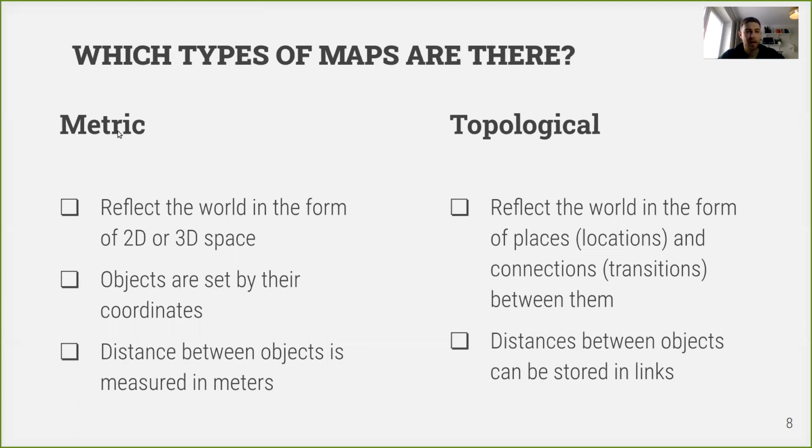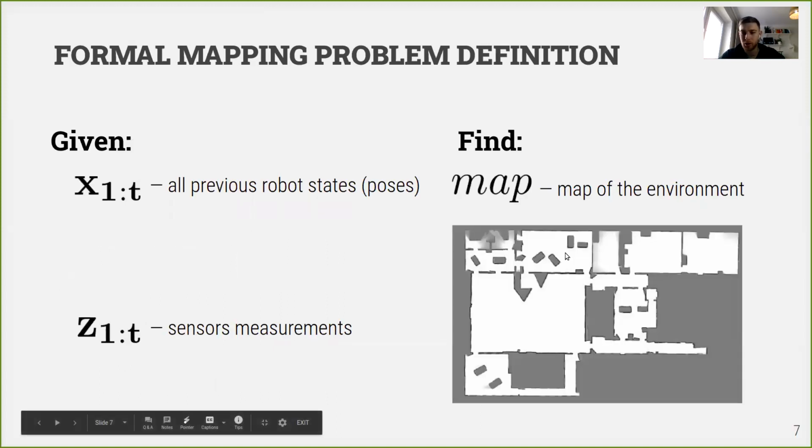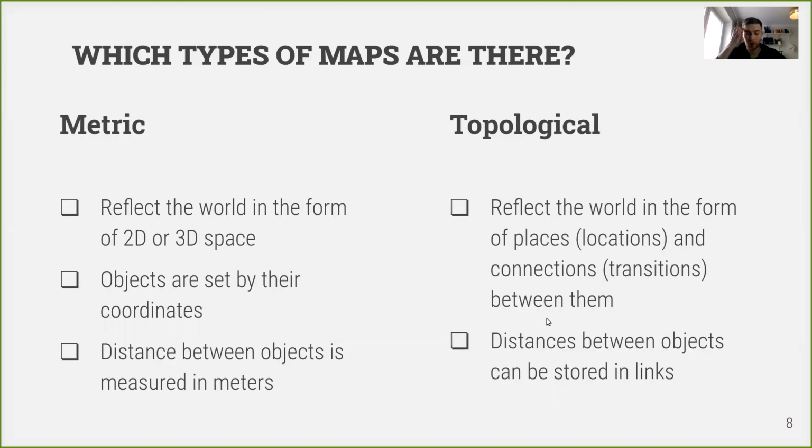So metric maps reflect the world in the form of 2D or 3D space, depending on how we navigate. For example, as we know already for our wheeled robots, we usually use 2D representation because we assume that the floor is flat, and we don't have to use altitude to navigate our robot. But for example, for a flying robot or drone, of course, we have to use 3D representation because we have altitude, which we also have to control, and we have to know at which height there are obstacles. So 2D or 3D space.